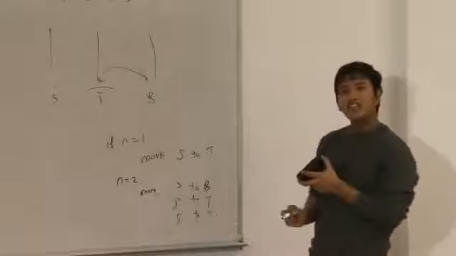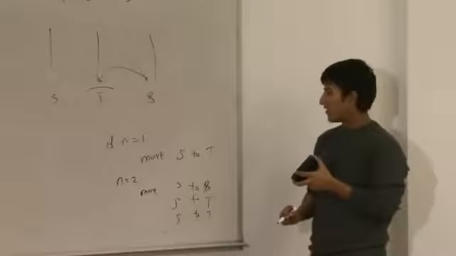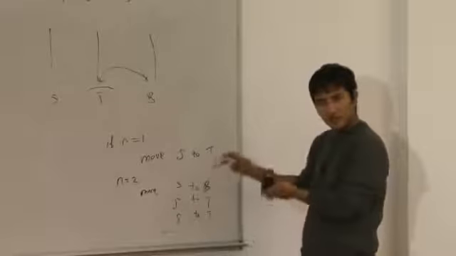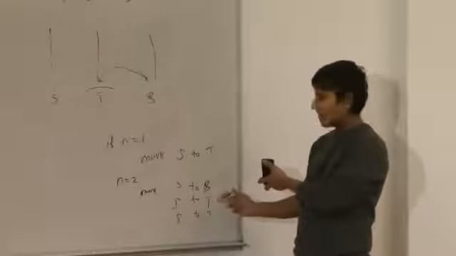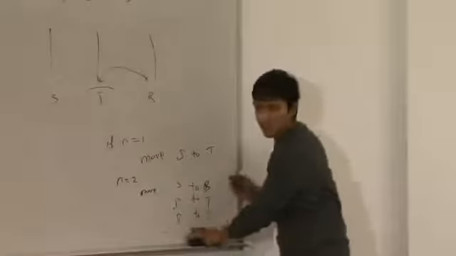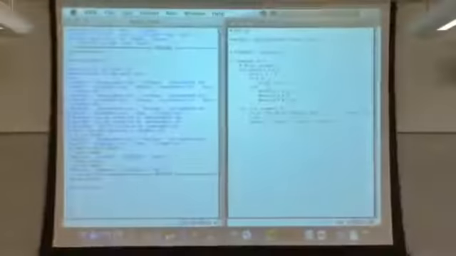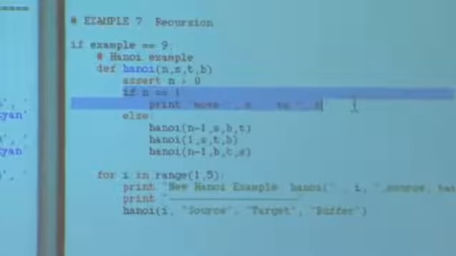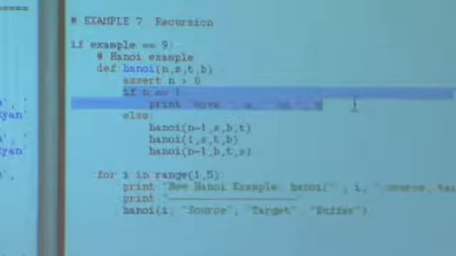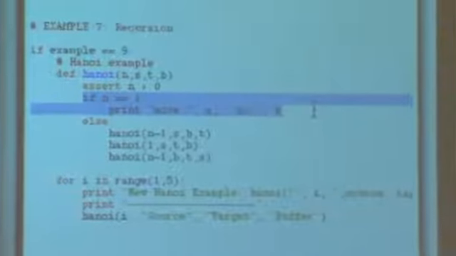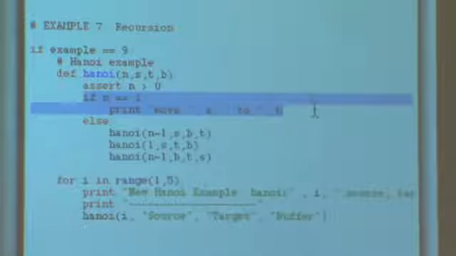Now we have a very nice recursive case. If you have 2, we move from source to buffer, then source to target, then from buffer to target. So if you look at this example, I'm checking if n is equal to 1. If it is 1, I'm just moving from source to target. If it is greater than 1, what would I do? And the first assert statement is just there to make sure n is greater than 0. Otherwise, it's meaningless, right? You need to have disks. You can't have negative disks.